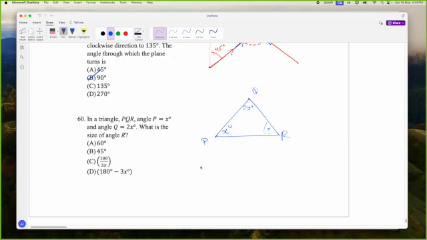Angle R will be 180 degrees minus these two. So this is 2x plus x, which is 3x. So that's 180 degrees minus 3x. The answer is D.